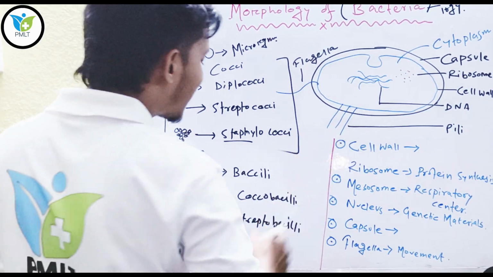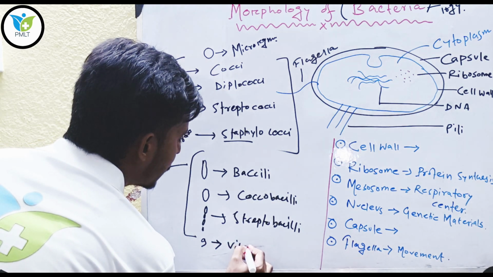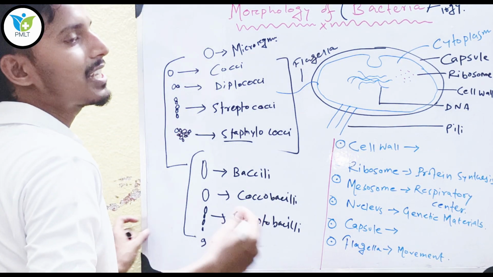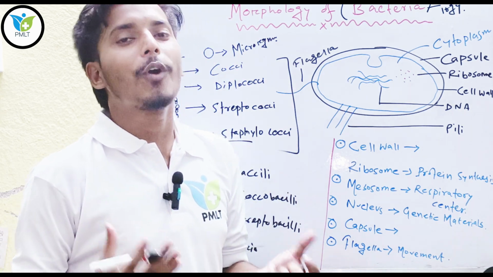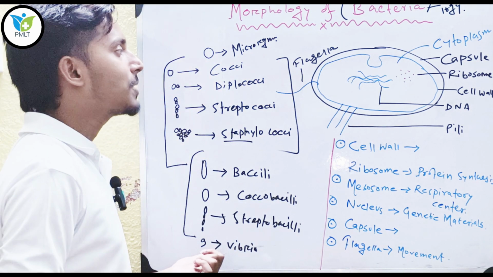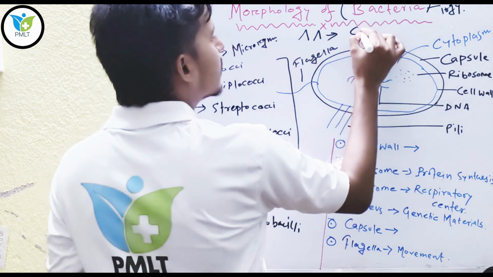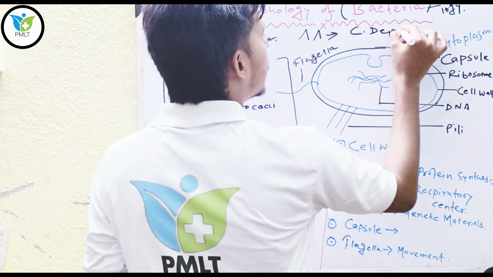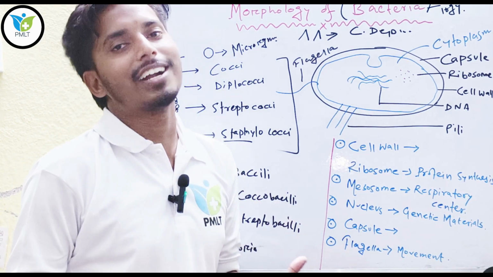After that, there is a bacterium that is comma shaped. That is called Vibrio, which causes the cholera disease. Cholera is caused by Vibrio cholerae. That is also a bacterium that is comma in shape. There is also one bacterium that is Chinese letter shaped, that is Corynebacterium diphtheriae, which causes the diphtheria disease.